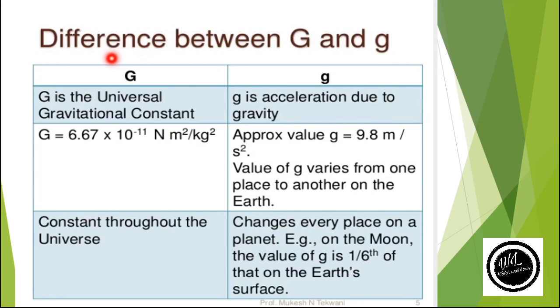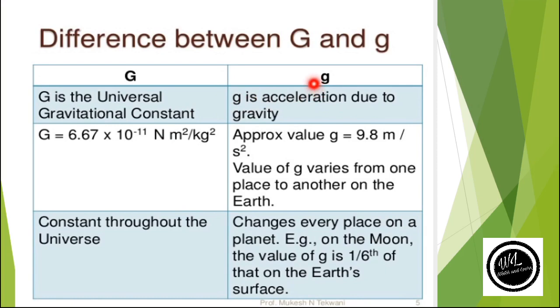For the board point of view, this question is very important: how can you differentiate between capital G and small g? As we discussed in the previous lecture, capital G is the universal constant of gravitation. Its value is 6.673 multiplied by 10 raised to the power minus 11 Newton meter square per kg square. Because it's a constant, its value will be the same throughout the universe.